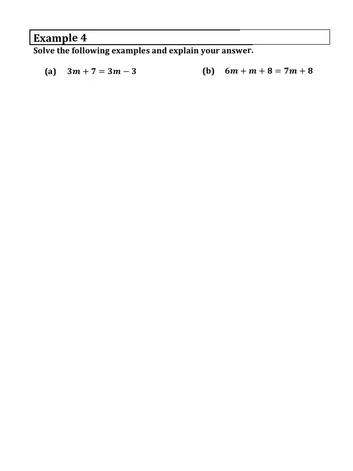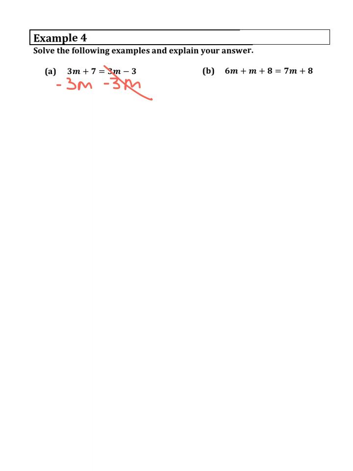Okay, so next in example 4, we are asked to solve the following examples and explain, and we'll get to that in a moment here. But what we're going to do first is in A, it says 3m plus 7 equals 3m minus 3. So I immediately see I have two variables on different sides, so I'm going to combine them. So it doesn't really matter which one we move over. So I'm going to subtract the 3m over here and also over here.